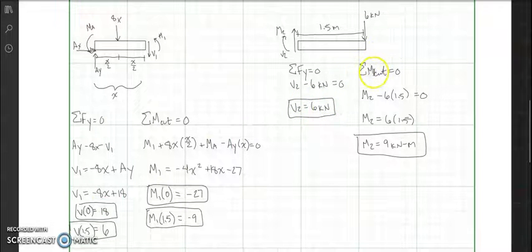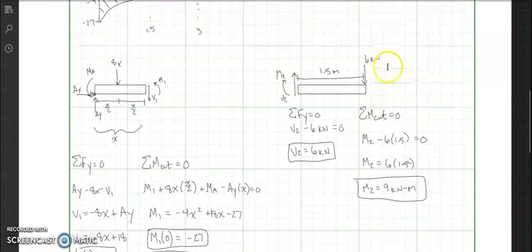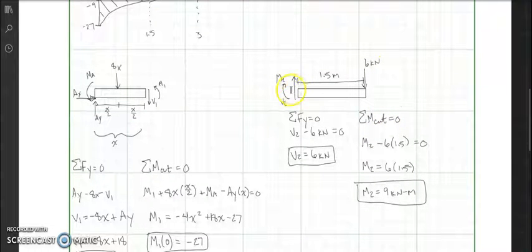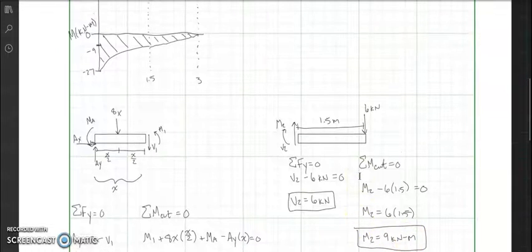Next, I'll sum up the moments at the cut. This will give me M2, and then minus, in the negative direction, a 6 with a moment arm of 1.5 meters equals 0. Moving this to the other side, I get M2 equals 6 times 1.5. M2 equals 9 kilonewton-meters.